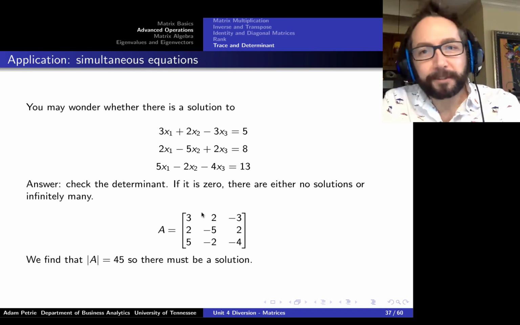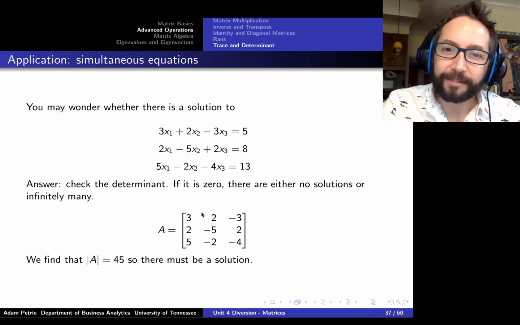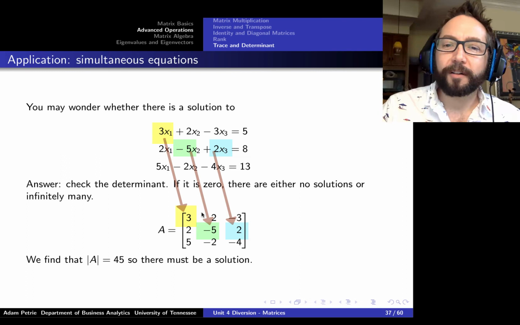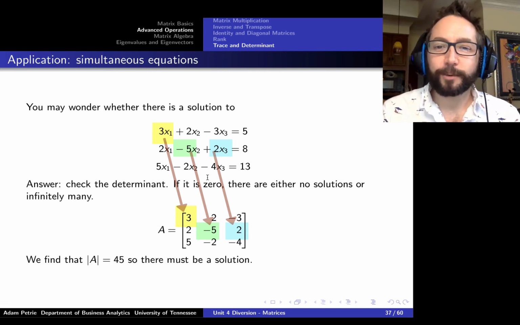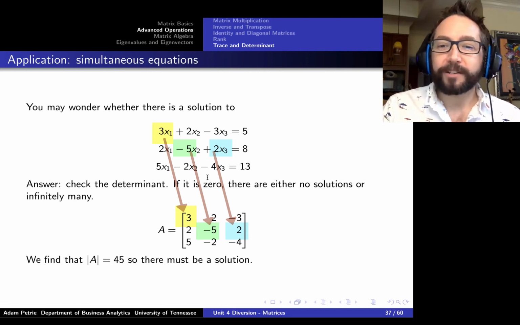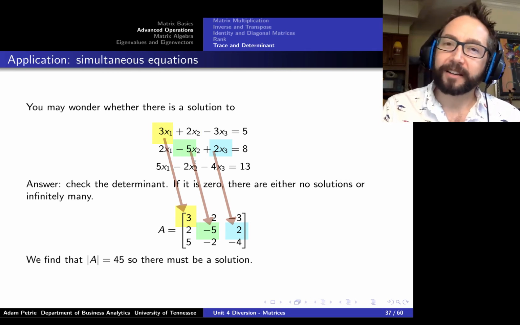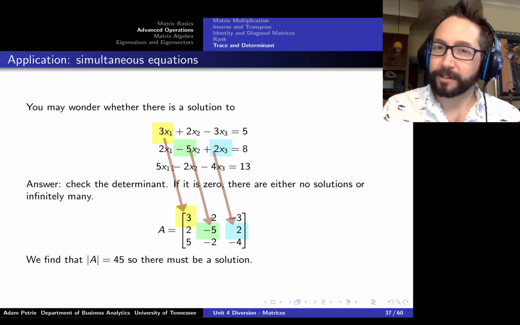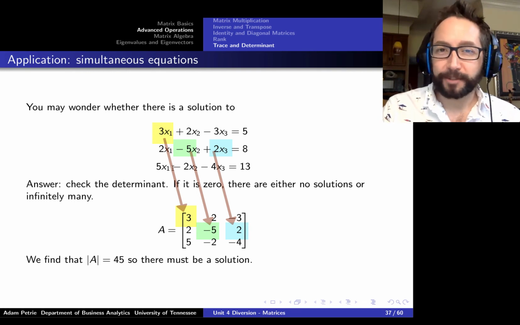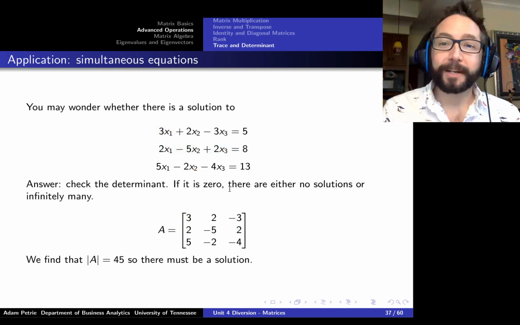Here's something that's a little bit related to your optimization class 531. What if we wanted to solve this system of simultaneous equations? We have three unknowns, x1, x2, x3, and three equations that relate these values to each other. What we could do is relate the left-hand side of these equations to a matrix. We can just take the coefficients of those variables x1, x2, x3 and have those be the elements of the matrix. Now, here's where the determinant comes into play.